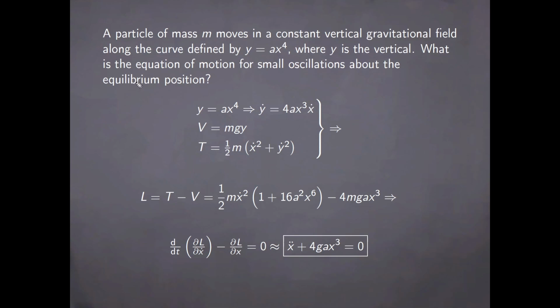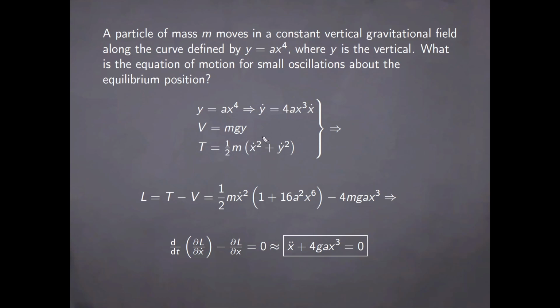So the question is, what is the equation of motion for small oscillations about the equilibrium position? Well, since we know how the curve is defined, we can take its time derivative to find the velocity in the y direction. So then the potential for a constant gravitational field is just the expression here. The kinetic energy is the sum of the two generalized velocities multiplied by m divided by 2.